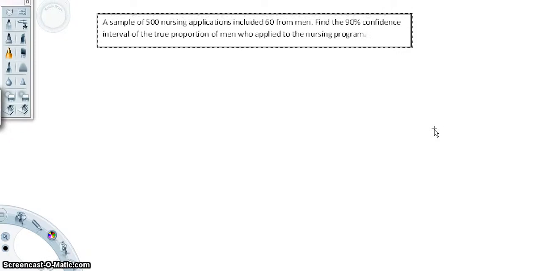So an example of finding the confidence interval for a proportion: we have a sample of 500 nursing applicants, including 60 men. We're going to find the 90% confidence interval of the true proportion. When we say true proportion, we're looking at the population proportion. So true proportion is the same thing as population proportion.